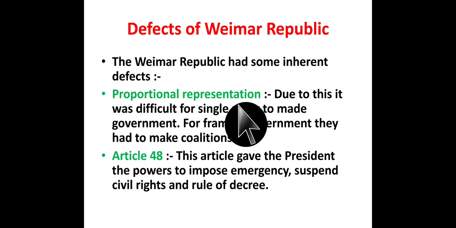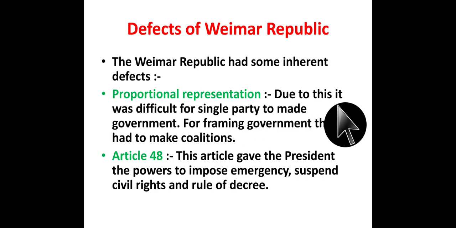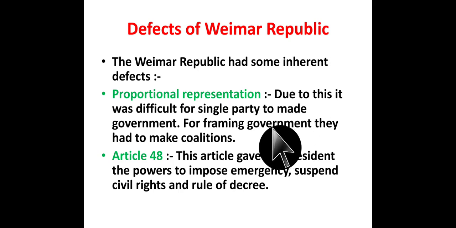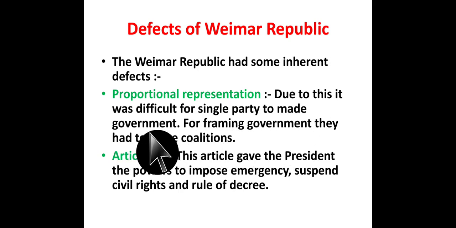According to proportional representation, it was difficult for a single party to form a government. The Weimar Republic made the constitution in such a way that it was impossible for a single party to come into the majority. If they wanted to form a government, they had to form a coalition, and this was the main problem. A coalition government cannot work properly, and at that time there were unstable conditions in Germany.